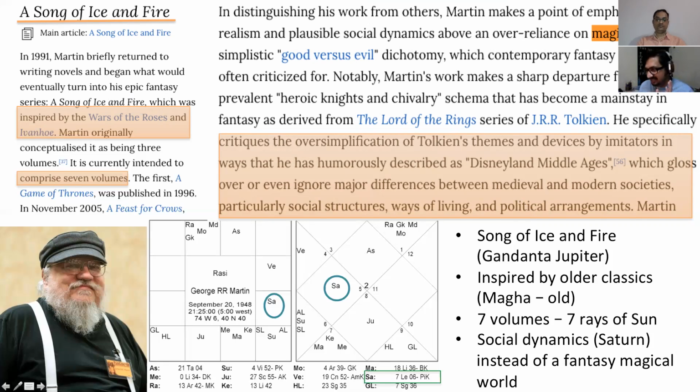So he ensured that in his books the social dynamics would be clearly present instead of just a fantasy magical world where there's a good and an evil character. So clearly Game of Thrones is the most twisted show you can ever see, and that's very clear because Saturn in Magha was ensuring that things were real. So Magha themes of sinister plots, everything was happening.